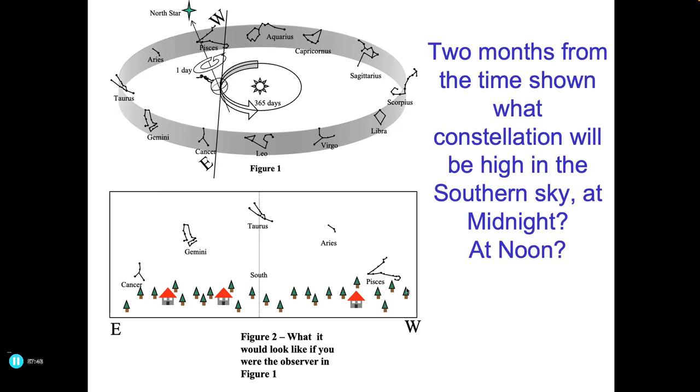How about 2 months later? Well, if it takes the Earth 12 months to go around the Sun, then only 2 months later, the Earth will be right about there, right? 2 months later, the Earth is right about there, and now Cancer is opposite the Sun, so Cancer will be high in the southern sky at midnight. And what will be high in the southern sky at noon? Well, the Sun, because the Sun is always high in the southern sky at noon. And Capricornus will be behind the Sun, high in the south at noon, 2 months later.